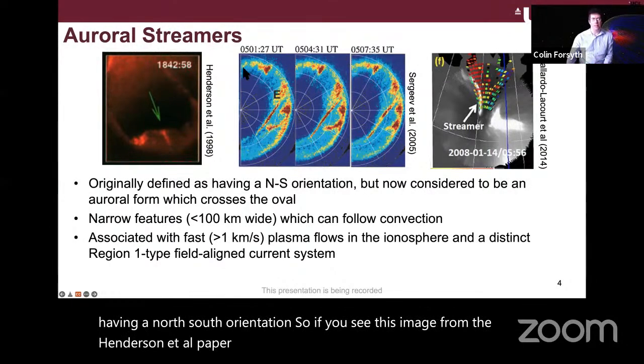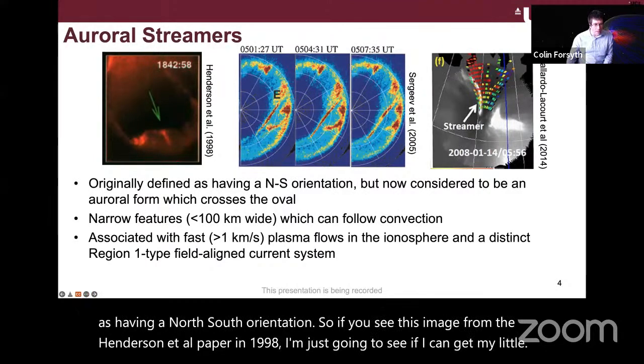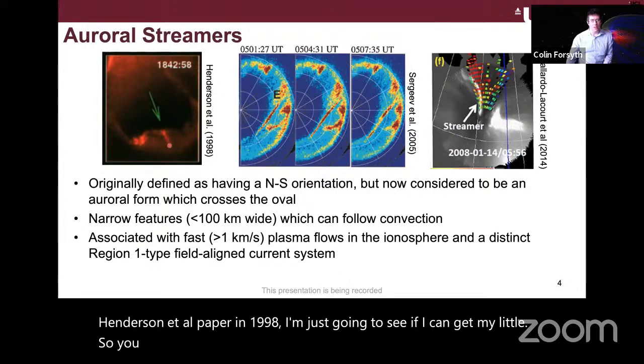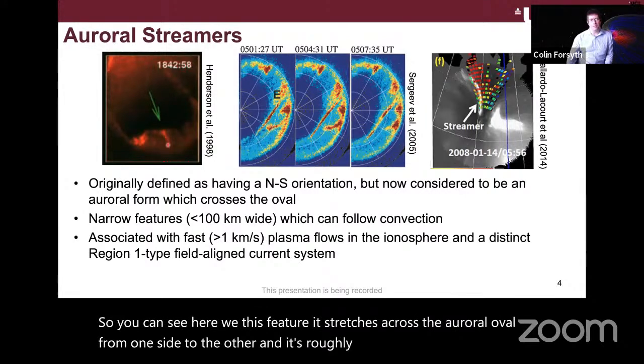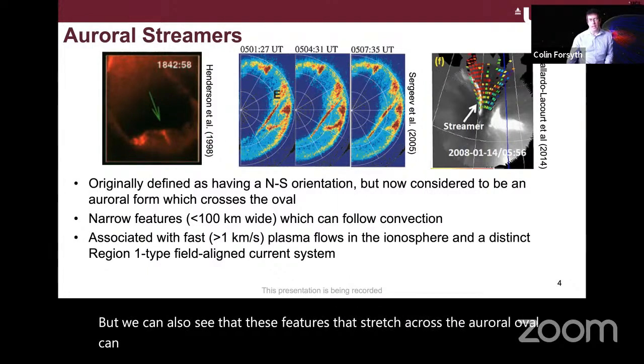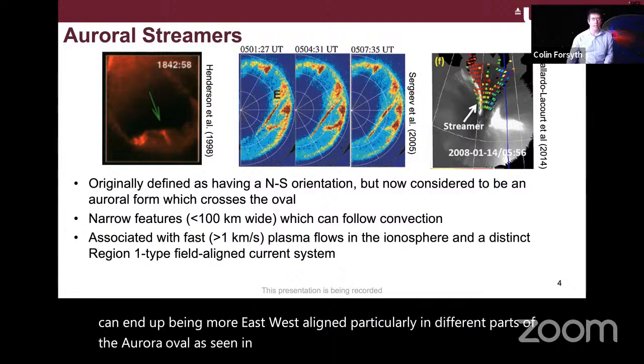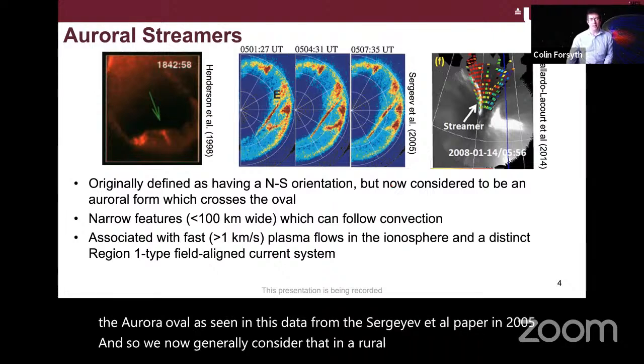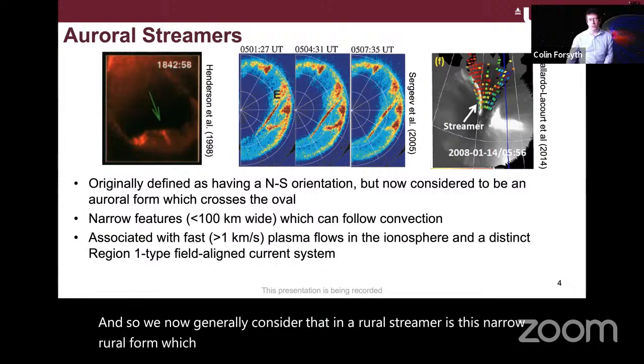If you see this image from the Henderson et al. paper in 1998, you can see here we have this feature. It stretches across the auroral oval from one side to the other and is roughly north-south aligned. But we can also see that these features can end up being more east-west aligned, particularly in different parts of the auroral oval, as seen in this data from the Sergeyev et al. paper in 2005. And so we now generally consider that an auroral streamer is this narrow auroral form which stretches across the auroral oval from the poleward edge towards the equatorward edge.